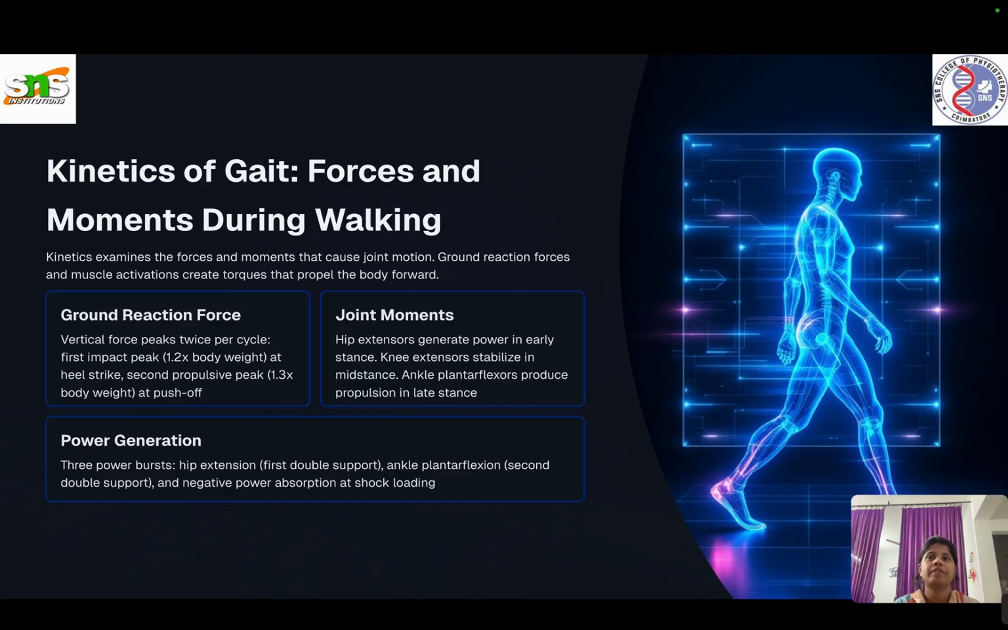The gait cycle, as I told before, includes the stance phase and swing phase, starting from heel strike to the next heel strike of the same foot, in which we will be seeing ground reaction force, joint movements, and power generation. Ground reaction force is this: whenever our body exerts some force towards the ground, the ground exerts a force equal and opposite to the force we have been giving.